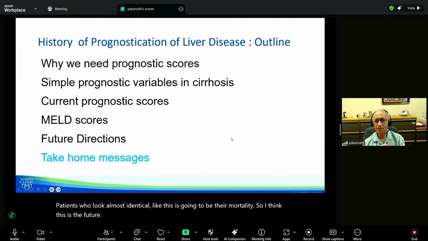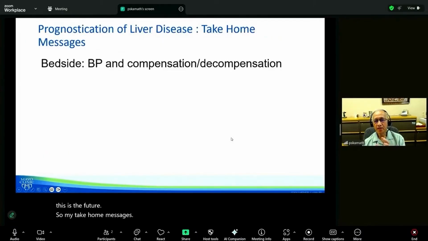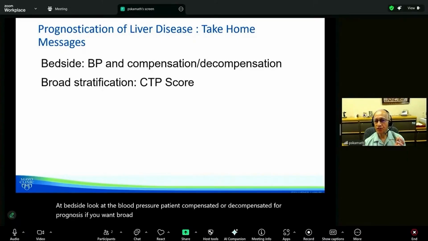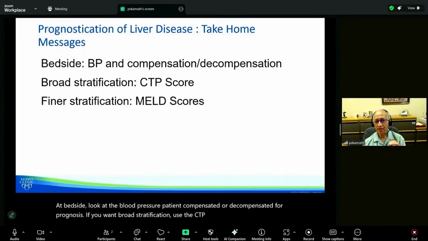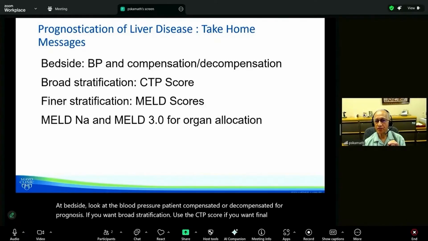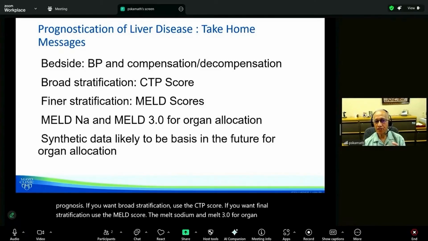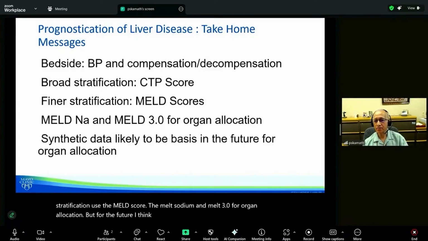So my take-home message is, at bedside, look at the blood pressure, patient compensated or decompensated for prognosis. If you want broad stratification, use the CTP score. If you want finer stratification, use the MELD score, the MELD sodium and MELD 3.0 for organ allocation. But for the future, I think synthetic data is likely to be the basis for organ allocation.